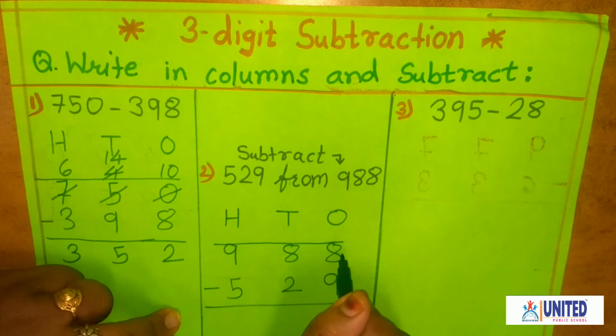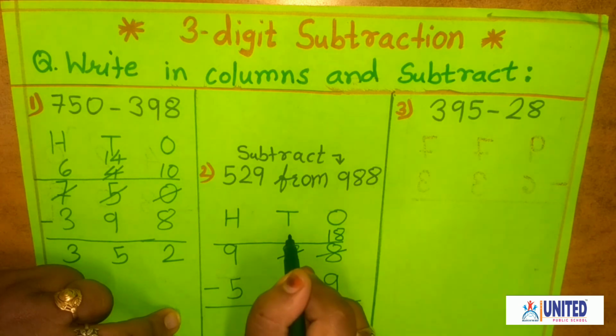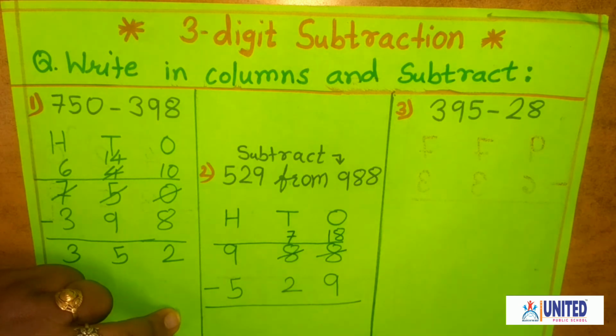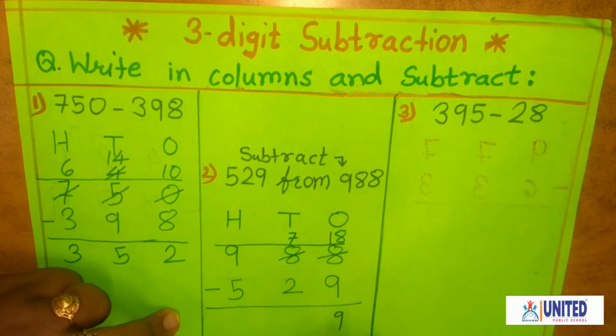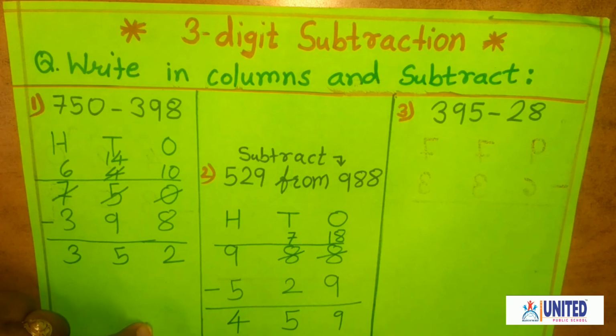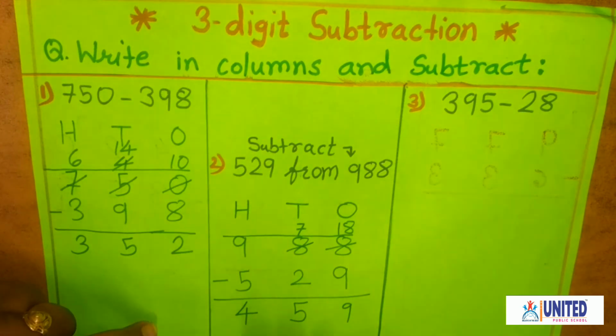Not possible. So cut out the 8 and write down 18, taking the borrow from the tens column. So here there is a 7. Okay. Now 18 minus 9 is 9. Okay. 7 minus 2 is 5. And 9 minus 5 is 4. Okay. Understand? That means whenever this is given, you always have to see which is the bigger number, and you have to write it upstairs.